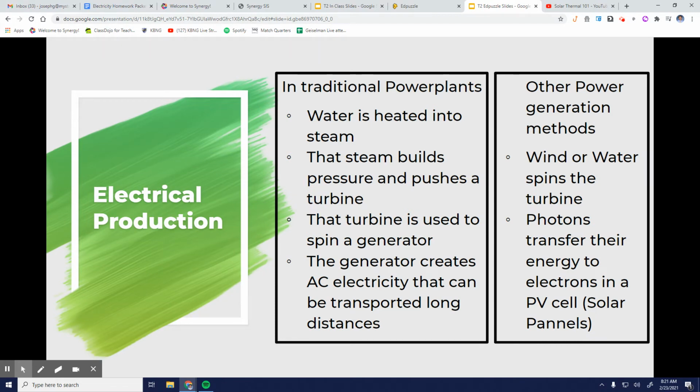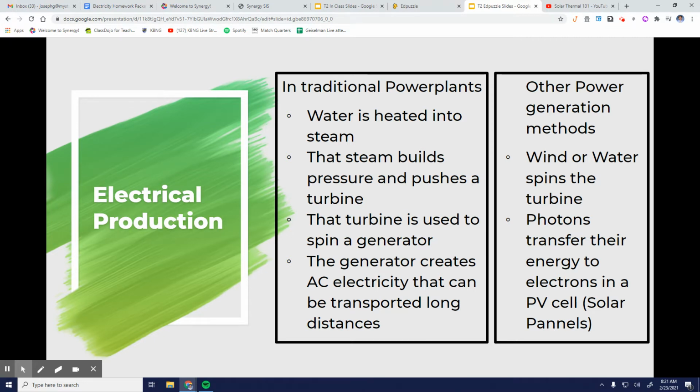So your traditional power plants are going to use some sort of water heating system. Water is going to be heated by some system that turns it into steam. That steam builds up a lot of pressure and it's going to spin a turbine. A turbine is like a propeller on a jet plane. That's why they're called jet turbines. So when that spins, that turbine is going to spin a generator. And as you learned yesterday in the Ed puzzle, a generator creates alternating current in electricity, and that can be transported a long way.